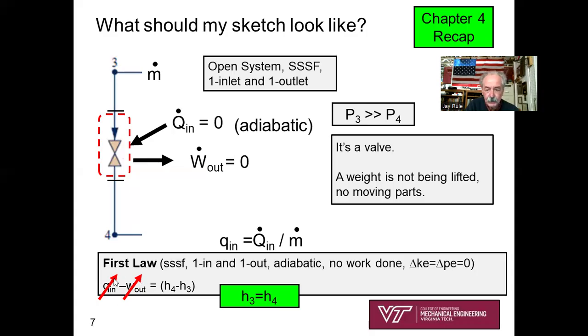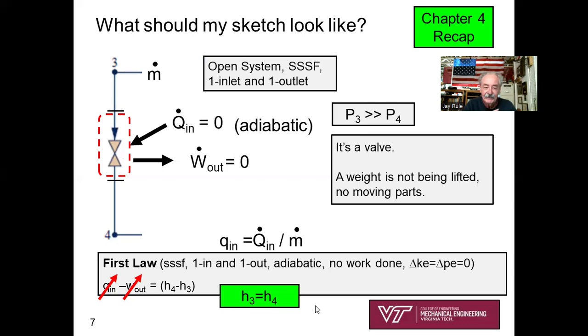We strike out q in, adiabatic. We strike out w out. No work being done. So the neat expression of the first law for this throttling process, this expansion valve process, is h3 equals h4, constant enthalpy. Man, what a gift, right?